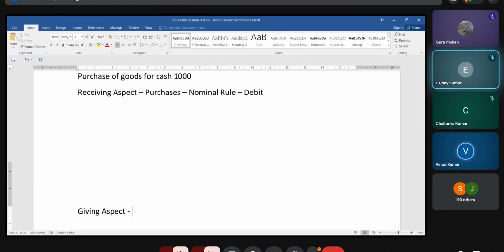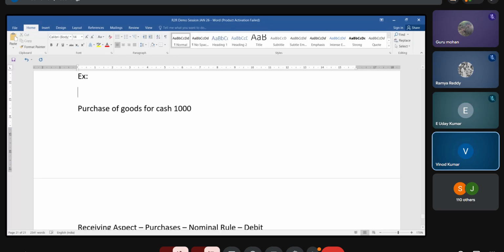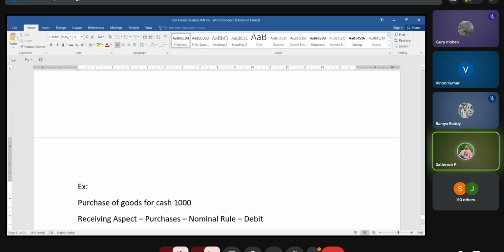Okay. And what are we giving? Cash. Cash falls under which accounting rule? Real account. So real account is debit what comes in, credit what goes out. So the amount is going out, so we need to credit. Yes, understood? Yes, clear?